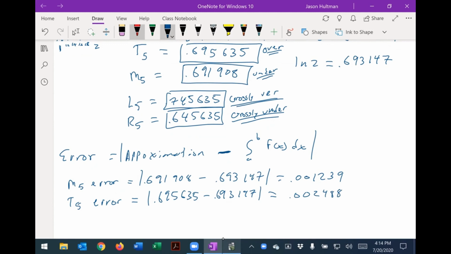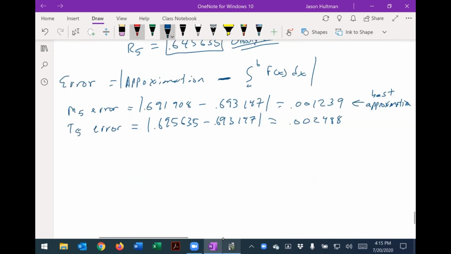So the midpoint rule was the best to go with for this function. That's not always the case, but for this function, the midpoint rule was the best approximation. Let's talk a little bit about error bounds.